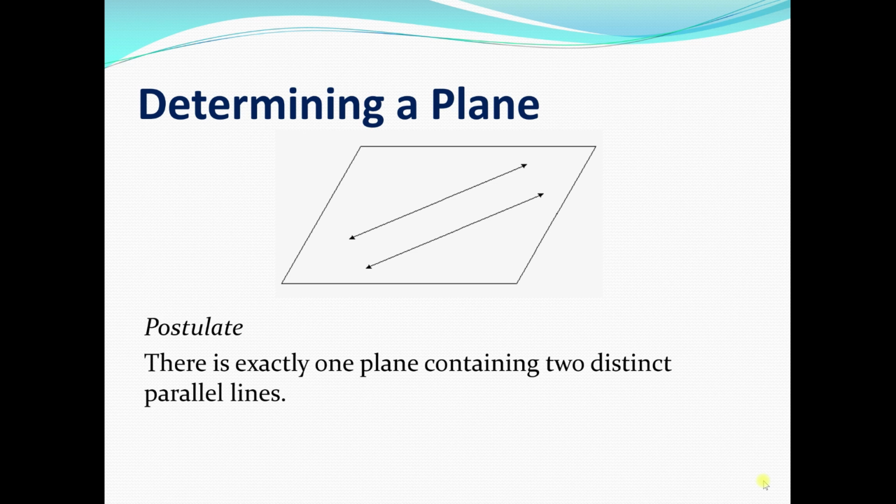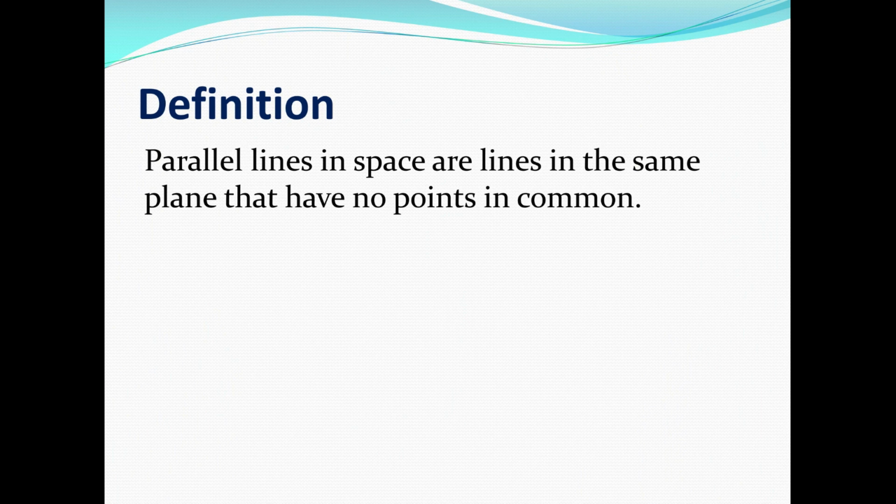The last postulate, which uses two parallel lines to determine a plane, brings us to a new definition in 3D. What does it mean for two lines to be parallel? According to the definition, parallel lines in space are lines in the same plane that have no points in common. So it's very similar to the definition in the two-dimensional world.